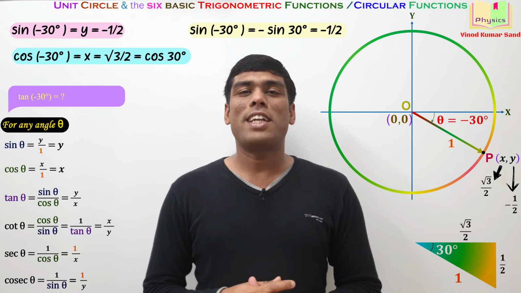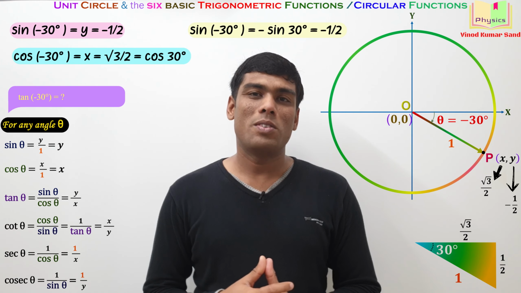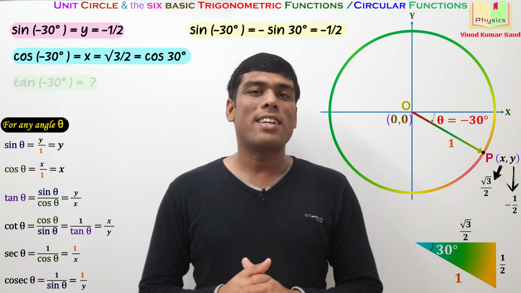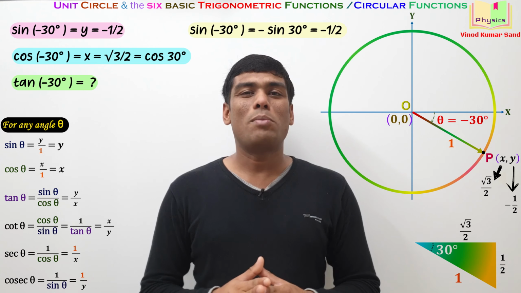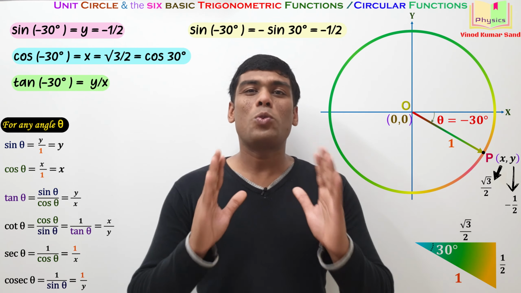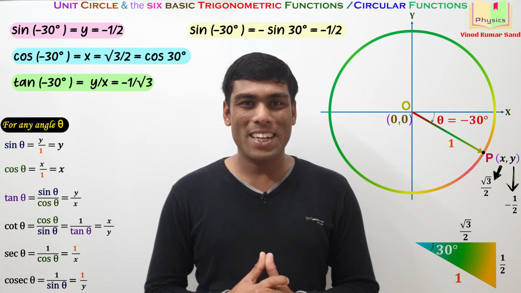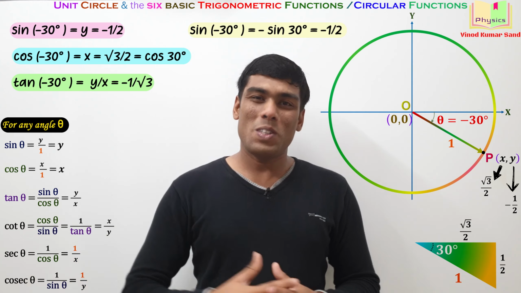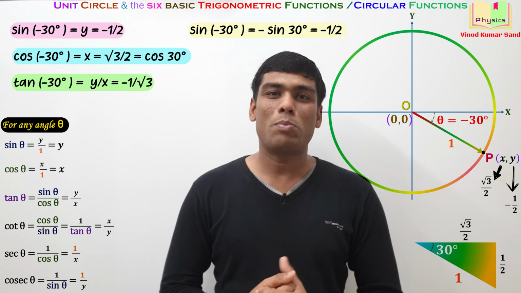Now what is the value of tan minus 30 degree? It's simple actually. You can let me know. Tan of minus 30 degree will be equal to the y coordinate by x coordinate. So the answer will come out to be minus 1 by root 3. I hope you understood how to obtain the values of the trigonometric functions for the negative angles. Few similar questions you will get in the checkpoint. Okay, note it down, then we'll proceed further.